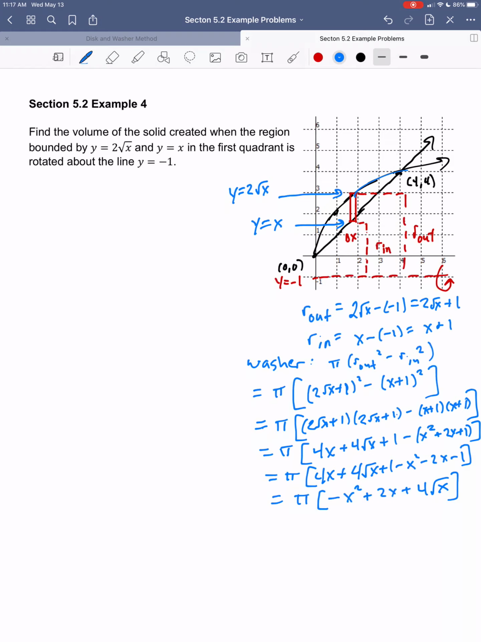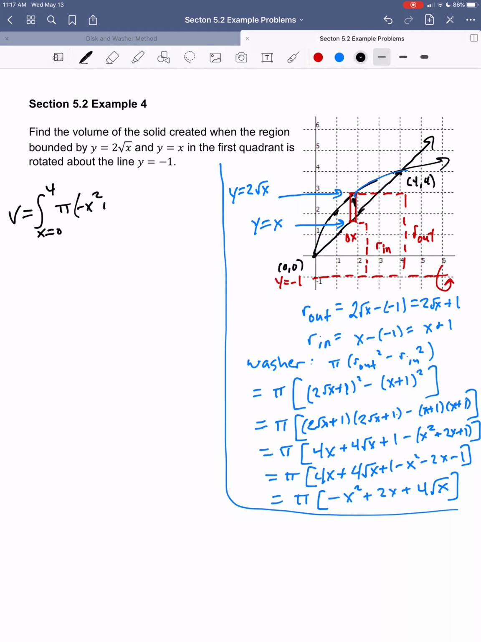Okay, so a lot of work there just getting that stuff together, right? Okay, so what's my overall volume? Well, these rectangles are vertical. There's a little delta x, so I need x limits of integration. X is going to go from 0 to 4. Oh, we've got the pi, I should have brought out. We've got this negative x squared plus 2x, and then I'm going to write this, instead of square root of x, I'm going to say x to the 1/2.